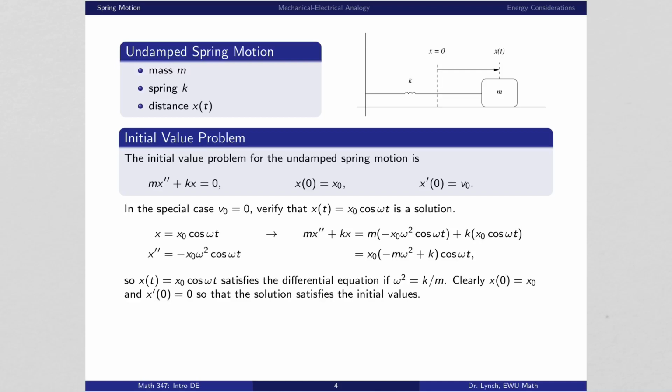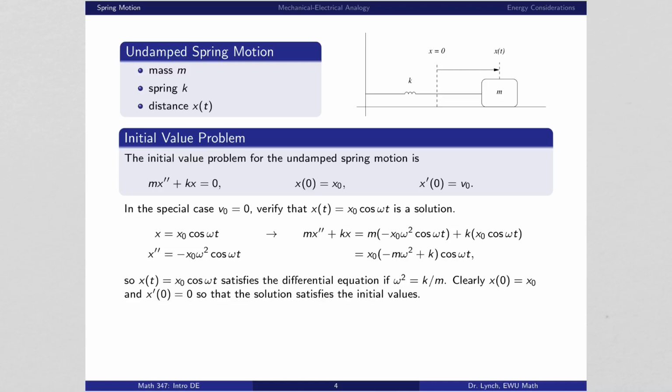Okay, so in the special case where v naught is 0, we can verify that x of t of the form x naught cosine omega t is a solution. To do that, we'll just plug in this form of the function x by having a look at the second derivative, which is minus x naught omega squared times cosine omega t. When you plug this in, mx double prime plus kx, we can reorganize and factor out the x naught and the cosine term, and we can see that this function is a solution, namely mx double prime plus kx is equal to 0 if omega squared is k over m.